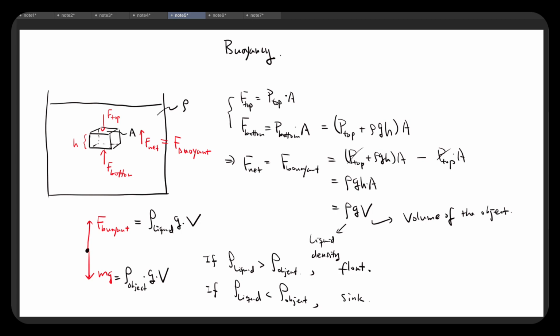Of course, we also have one more situation. If the liquid density equals the object density, then the object is going to be in equilibrium, so it can stay anywhere in the liquid. And the formula that we have here, rho g times V, gives us the buoyant force. That is also called the Archimedes principle.